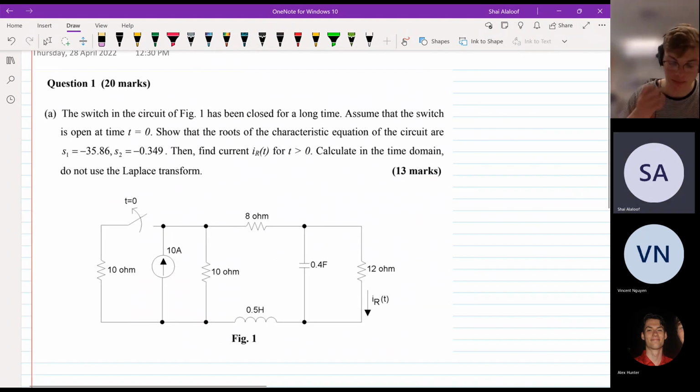So all it is is an RLC circuit. The circuit has a switch that is open at t equals 0. It wants you to show that these are the characteristic roots of the equation, so minus 35.86, minus 0.349. And then it wants us to find the current through the resistor for t greater than 0. And it specifically asks to not use the Laplace transform.